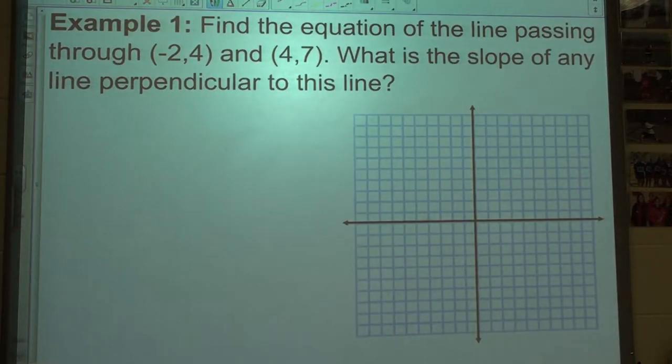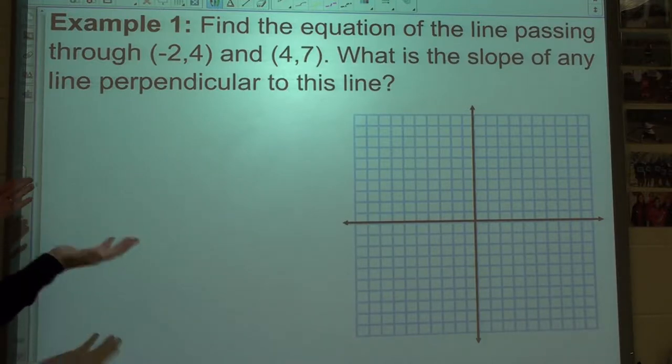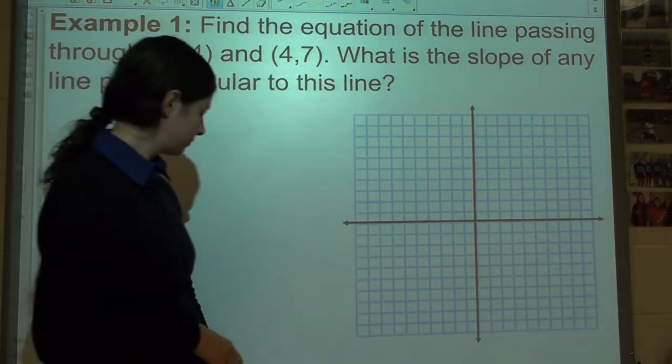So, for example number 1, find the equation of the line passing through the points (-2, 4) and (4, 7). What is the slope of any line perpendicular to this line? So let's start off by graphing our points.